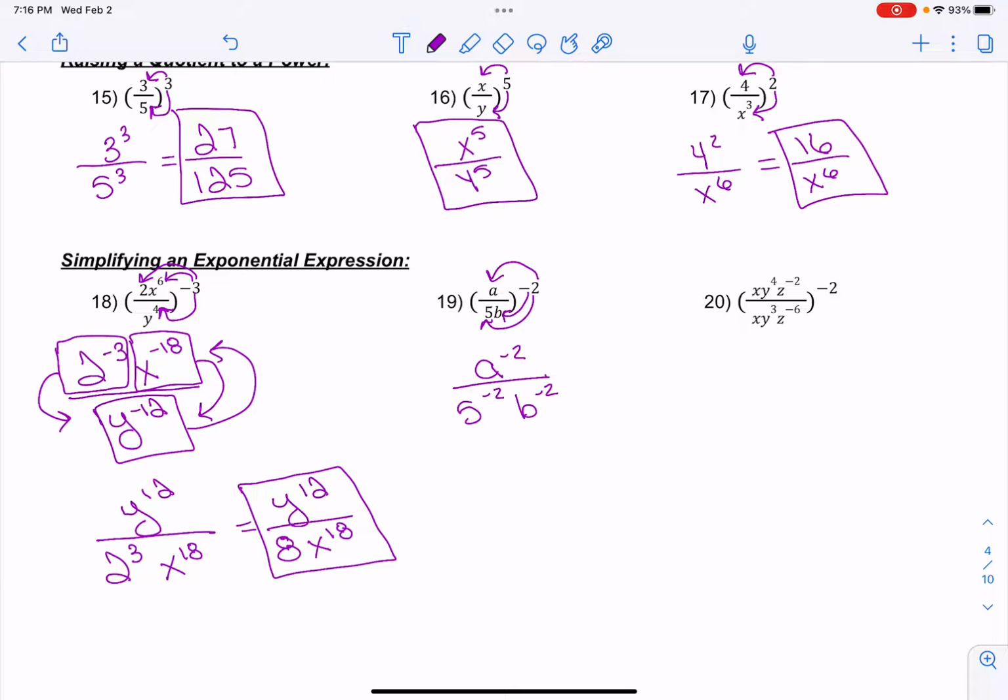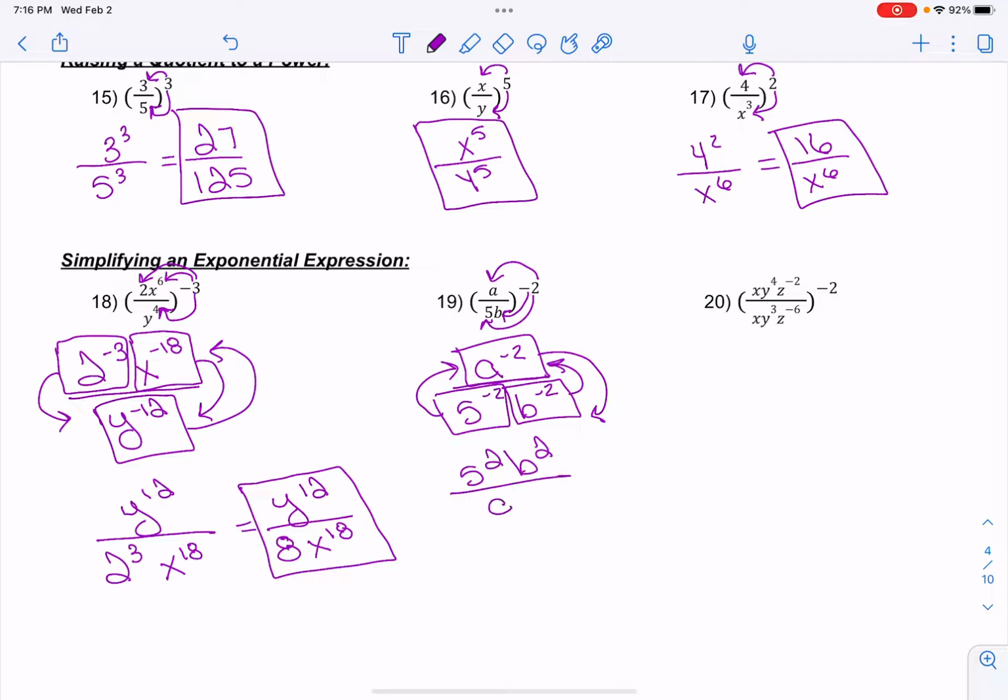Going to have to completely rearrange this problem because every piece has a negative exponent. So this one has to move down, and these two have to move up. So we end up with 5 squared b squared over a squared. And then we just have to simplify that 5 squared to be 25 and tack everything else on.